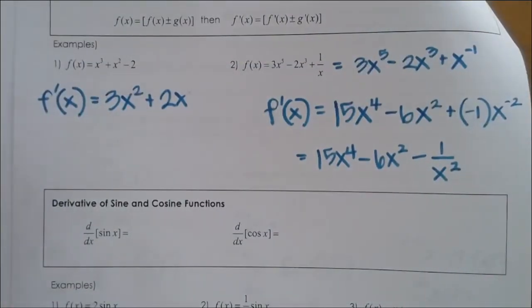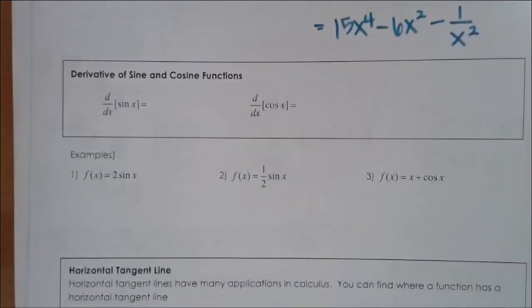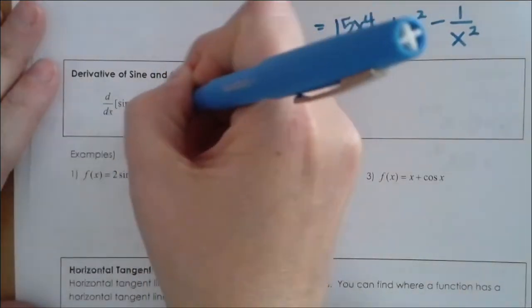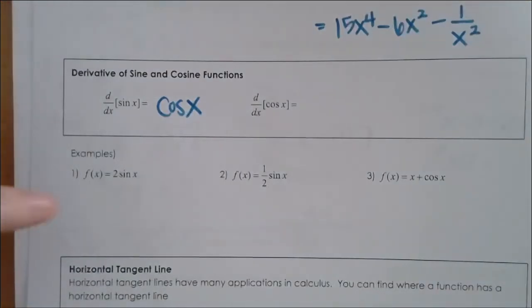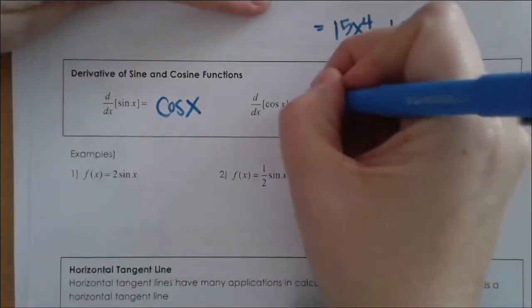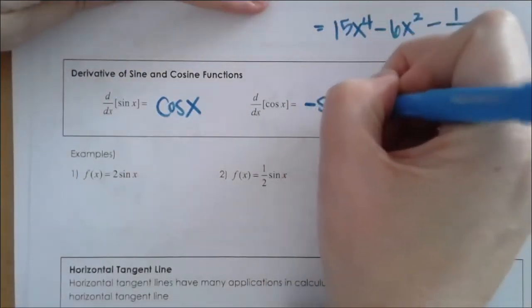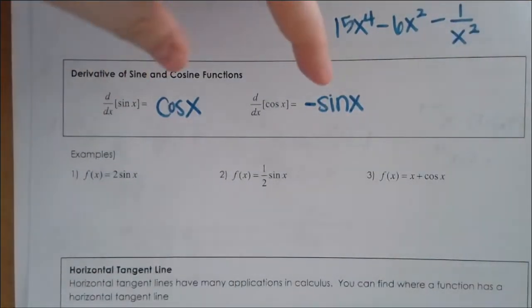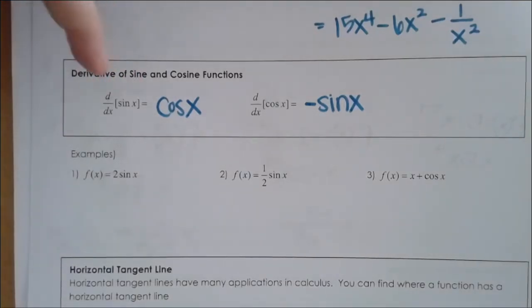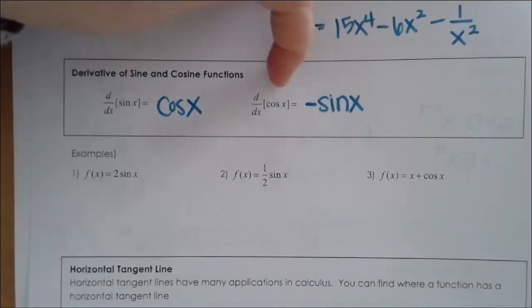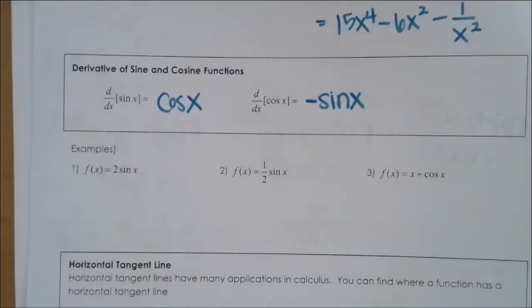Derivative of sine and cosine. These are ones that we want to make sure that we just have memorized. The derivative of sine is cosine. The derivative of cosine is negative sine. So these are ones that we want to make sure that we have memorized so we can use them. So derivative of sine is cosine. Derivative of cosine is negative sine.